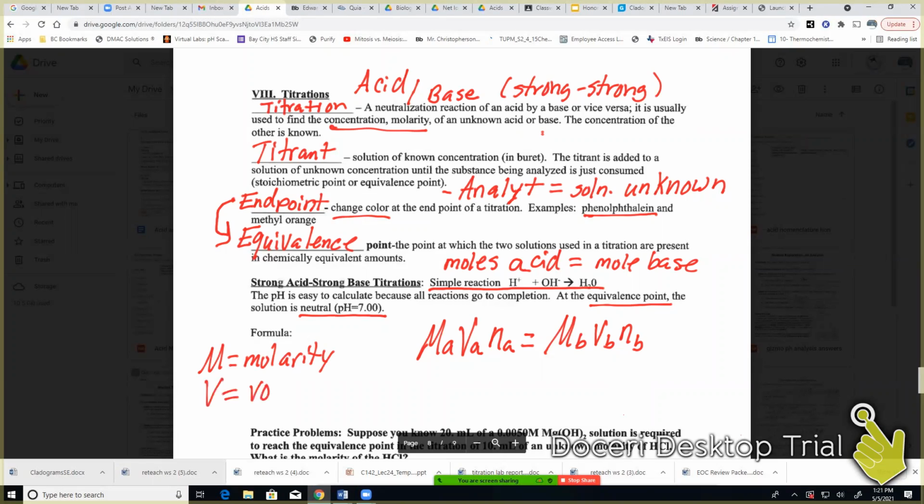V is volume. It can be milliliters or liters, but it has to be consistent. Na for your acid is the number of acidic hydrogens, meaning the number of hydrogens at the beginning of the formula. And Nb for the base would be the number of hydroxides. It's only the number of hydrogens or hydroxides in the formula. It does not include the coefficient.